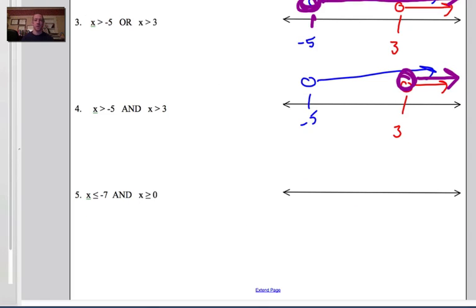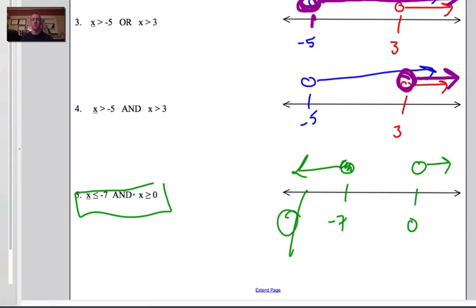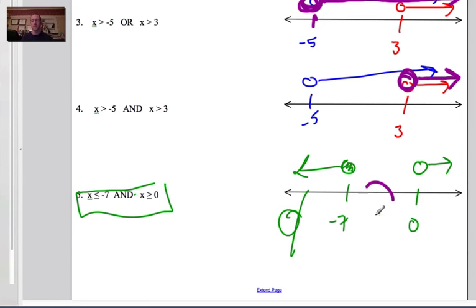So x is less than or equal to negative 7, and x is greater than 0. Is there any way this can be true? Is there any number that can be less than negative 7 and larger than 0? Of course not, because if it was less than negative 7, it'd have to be negative. Greater than 0, it'd have to be positive. So there's no number that's negative and positive. So no number satisfies this inequality, so that's no solution, because that's an "and."